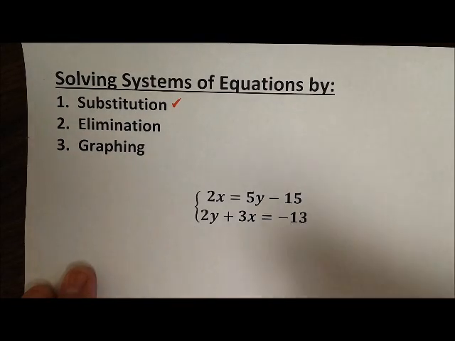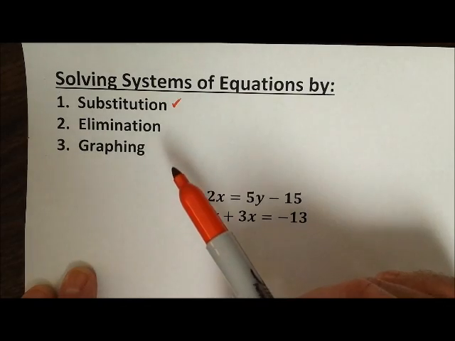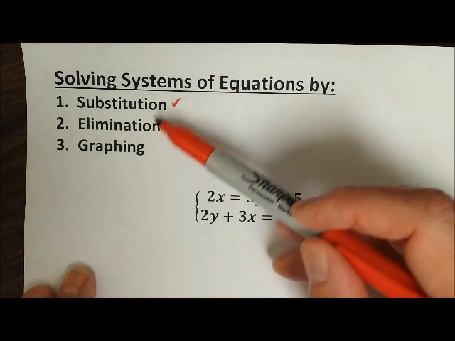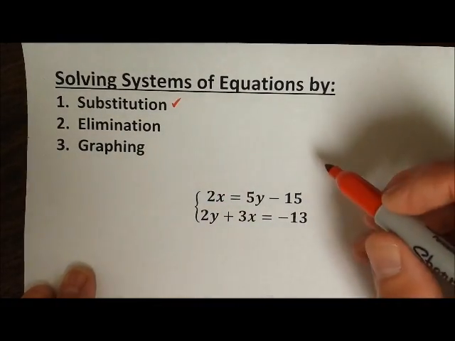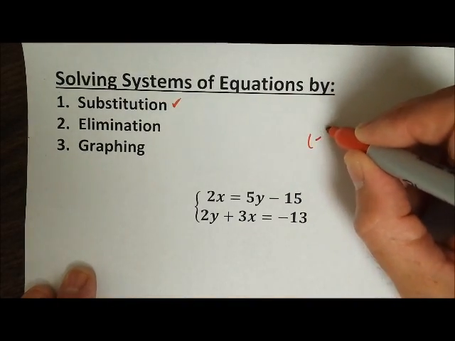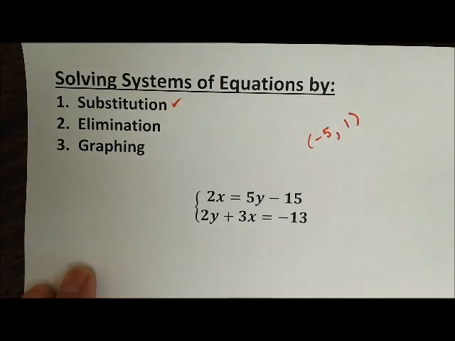This video is a continuation of the last, where we used substitution to solve a system of equations. Now we're going to use elimination and graphing. There are more methods, but we're just going to stick to these three for this video series. I want to remind you that the solution we found using substitution was the coordinates -5 and 1.